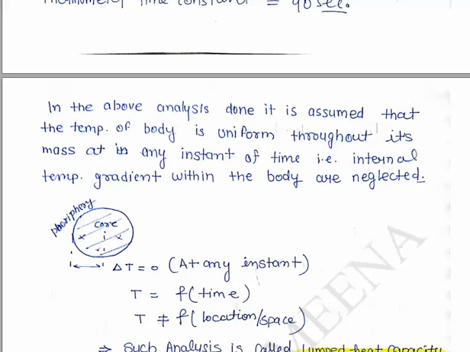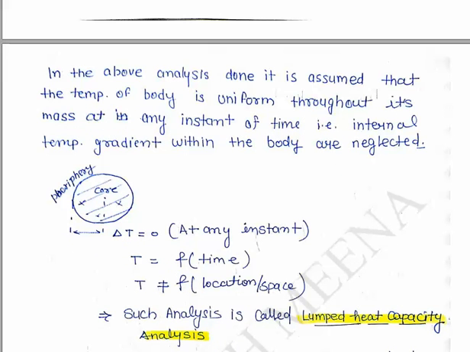In the above analysis, it is assumed that the temperature of the body is uniform throughout its mass at any instant of time. That is, internal temperature gradients within the body are neglected. If we have a sphere with an internal core and this is the periphery, the change of temperature at any instant of time will be zero, such that temperature is a function of time but not of location in space. Such analysis is called lumped heat capacity analysis.